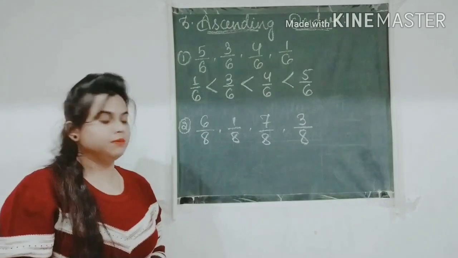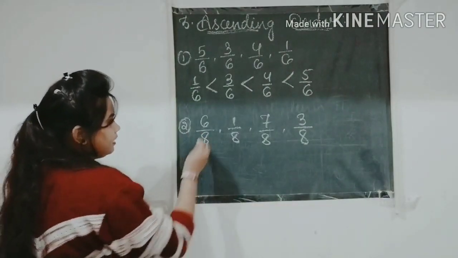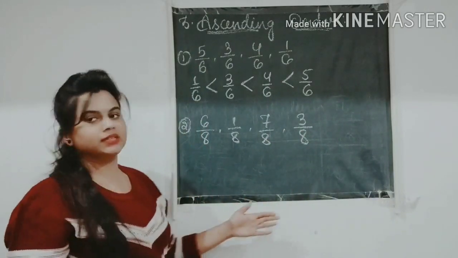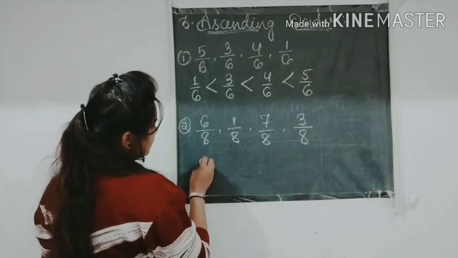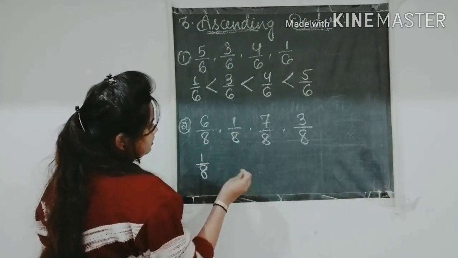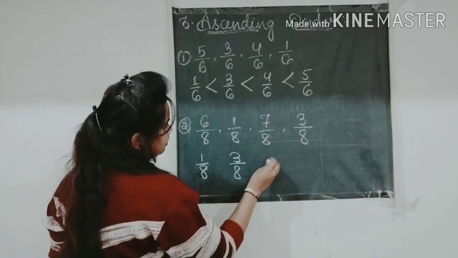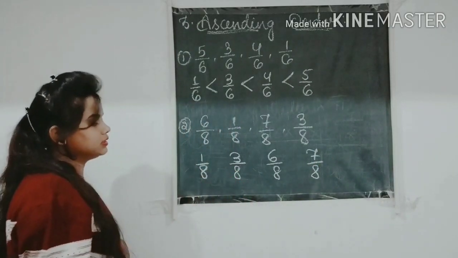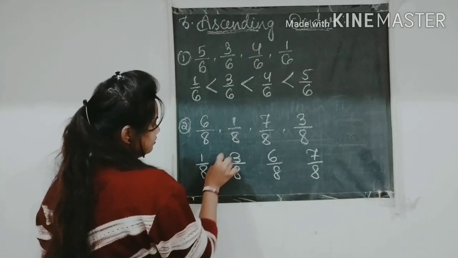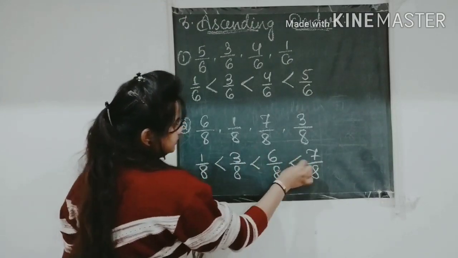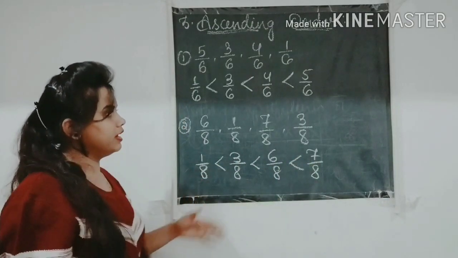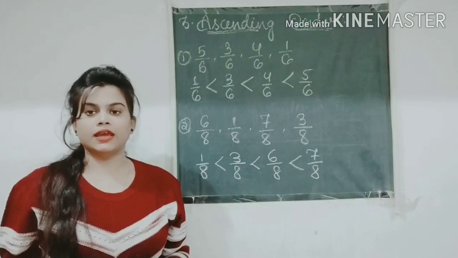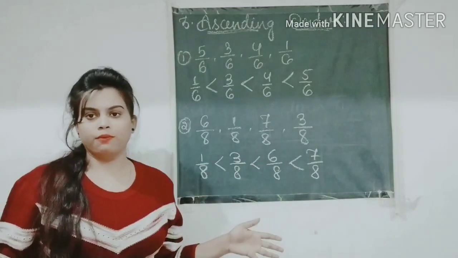Okay. Similarly, see question number 2. 6 by 8, 1 by 8, 7 by 8 and 3 by 8. Arrange the following in the ascending order. So first we will write 1 by 8, then 3 by 8, then 6 by 8 and then 7 by 8. Understood this? Now put the sign. Which number is greater? 3 by 8 here, 6 by 8 and here 7 by 8. And this way you have arranged the numbers in the ascending order. Understood? 2 more questions are given. Try to arrange them in this form. Okay?